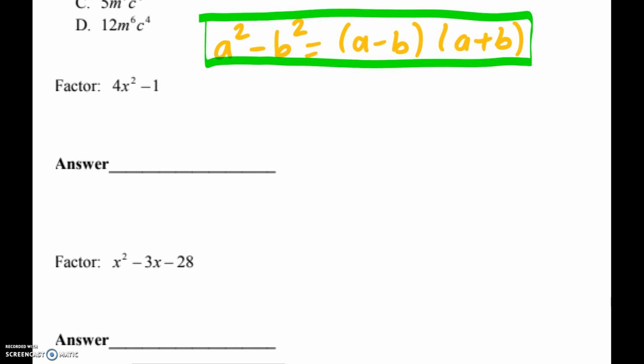Now, 4x squared is actually 2x times 2x. 1 is actually 1 times 1. Therefore, my answer is 2x minus 1 times 2x plus 1.